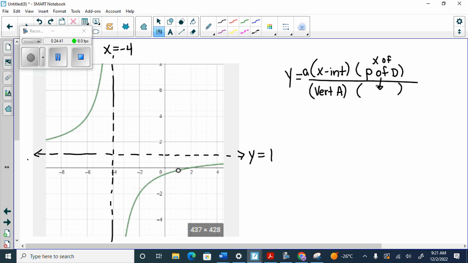So let's go through what we do know. What do we know? What is our x-intercept at?